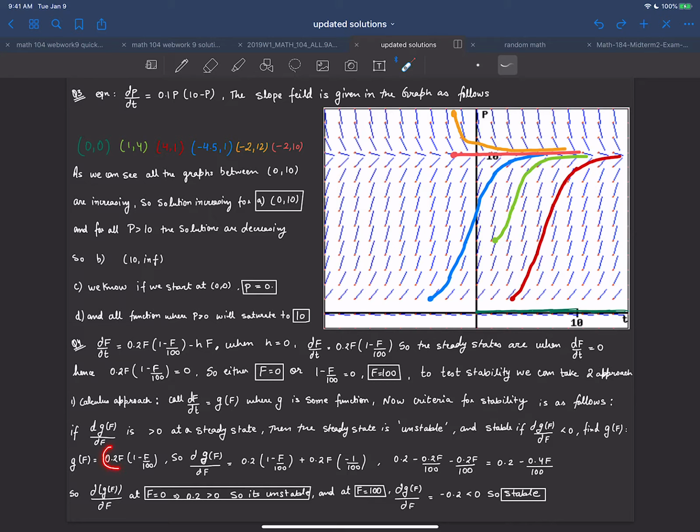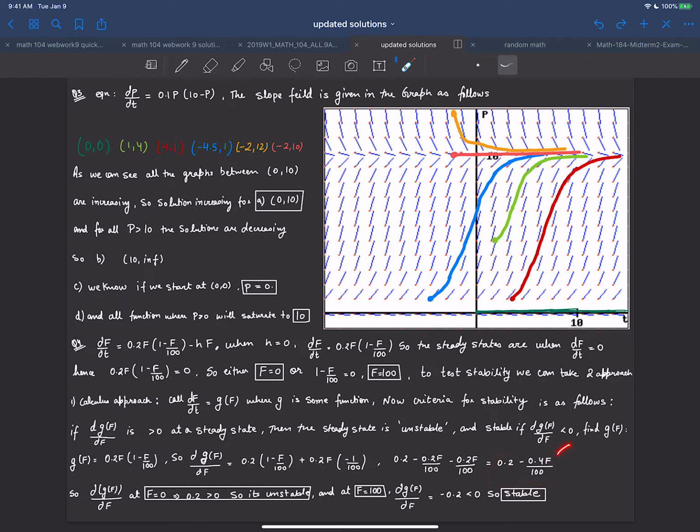You've got to take the derivative of 0.2f first, which is just 0.2, and keep 1 minus f over 100 as it is. Plus, you keep this part as it is and take the derivative of the other, which happens to be just negative 1 over 100. If you simplify that, this is what your derivative is going to look like.